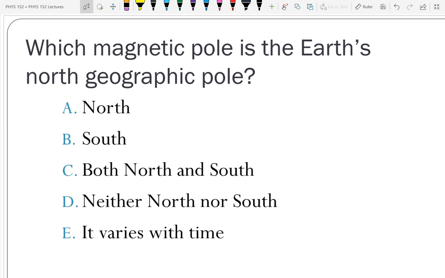scientists do. Okay, first clicker question. Which magnetic pole is the Earth's north geographic pole, or is at the north geographic pole?